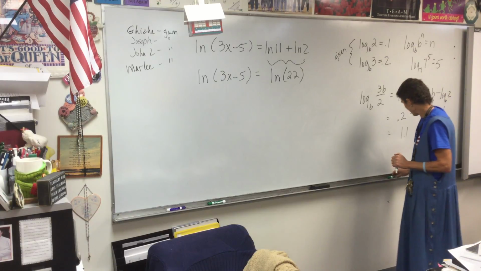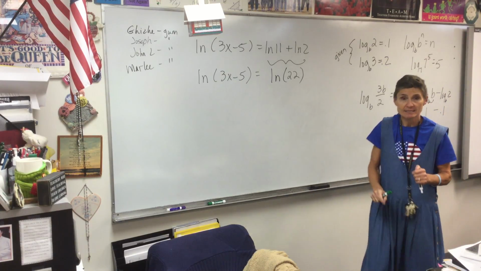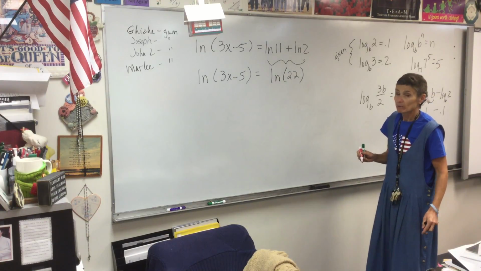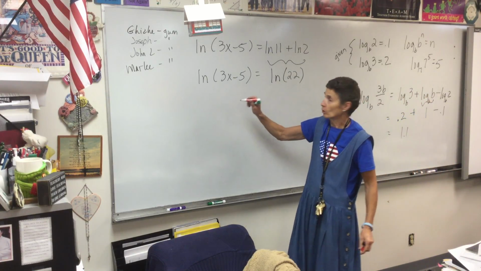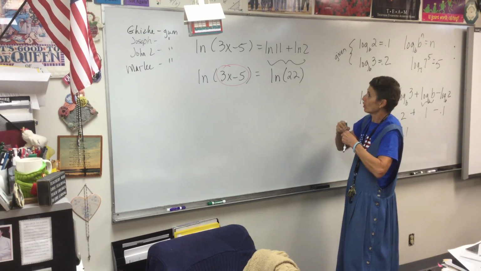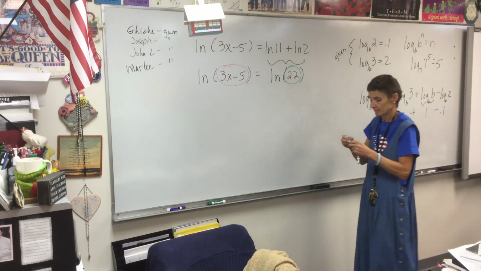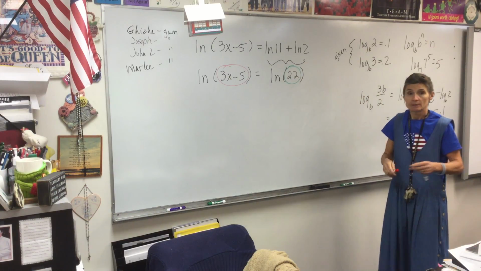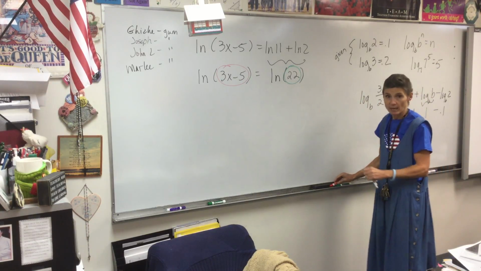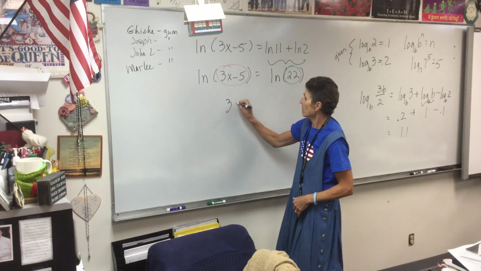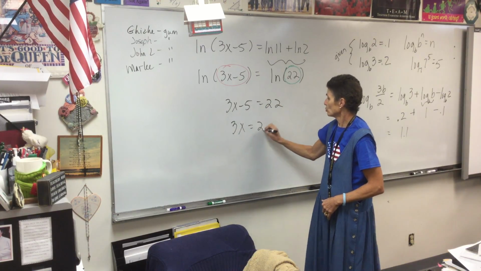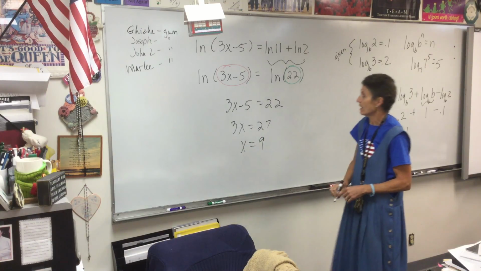When logarithms are added, we put them together as a multiplication. Now look at what you've got. You've got the logarithm of red equal to the logarithm of green. If log red equals log green, then red equals green. So 3x minus 5 equals 22. 3x equals 27, and x equals 9.